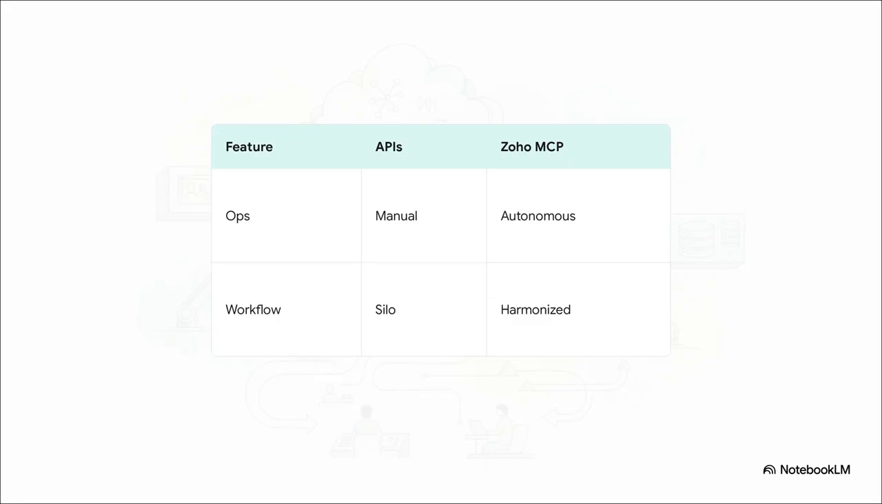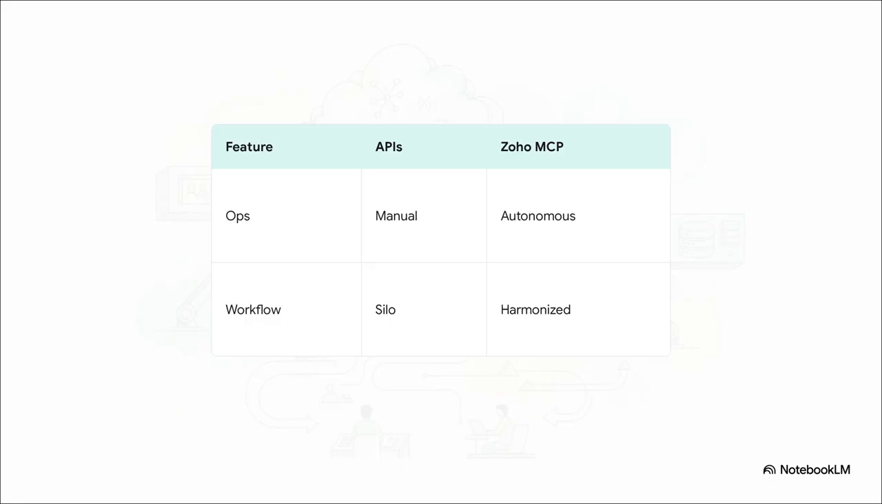The before and after here is just transformative. With traditional APIs, parameter handling is static and strict. It basically requires manual inputs every single step of the way. But with Zoho MCP, parameter handling becomes dynamic and context aware. Your AI dynamically pulls the client's email right from the CRM, understands the context of the newly closed deal, and feeds it directly into Zoho Mail to send out the master service agreement.